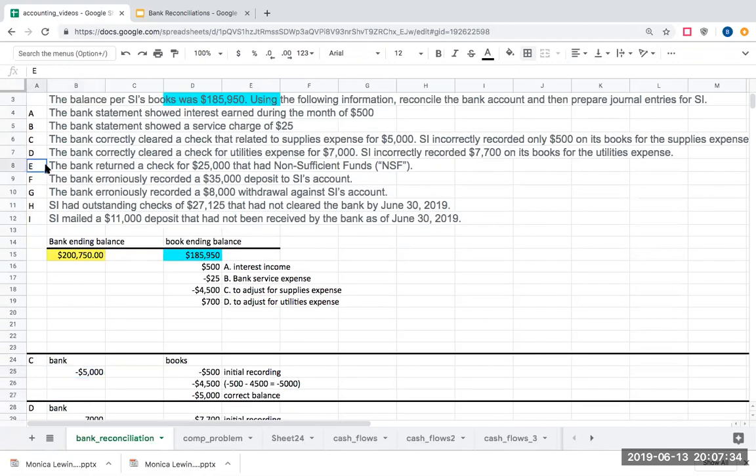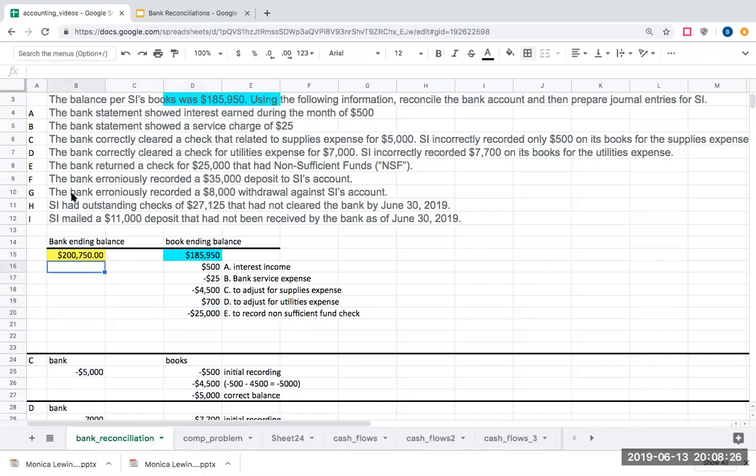Okay, the next one is letter E. The bank returned a check for $25,000 that had non-sufficient funds. So what happens is I receive a check for $25,000 and deposit it to the bank. The bank turns around and says, we tried to clear it, but they didn't have sufficient funds. So I need to show a reduction on my books for $25,000 because that amount never came in. Now, is that money gone? Well, we have to decrease our books, but I will reinstate my receivable and then try to collect that again from my customer. So this is to record the non-sufficient fund check. Okay, that's my letter E.